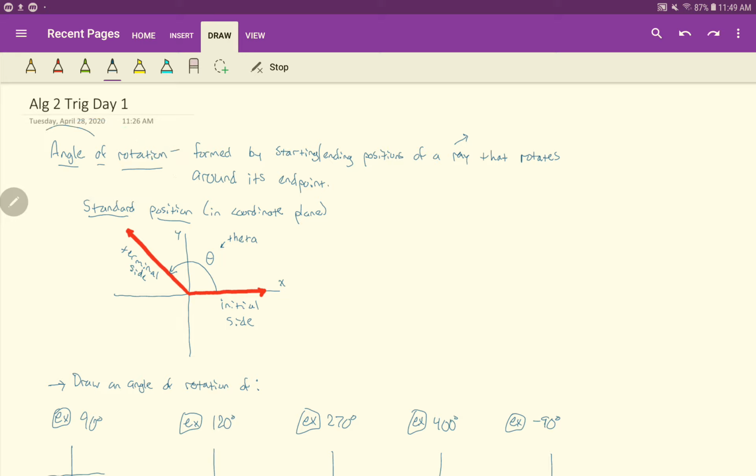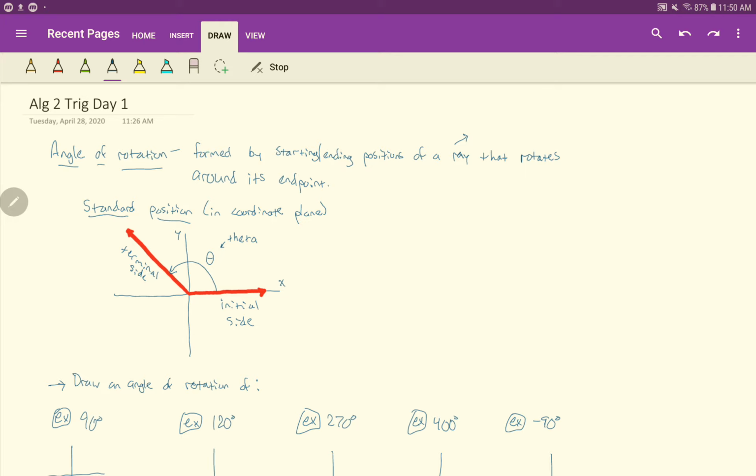Remember that an angle is formed by the starting and ending positions of a ray that rotates about its endpoint. A ray has a starting point and then continues on forever in one direction, like a laser. You can imagine you have your ray here, and the second ray opens up some certain amount and creates this angle between the two rays. We have a drawing of that right here.